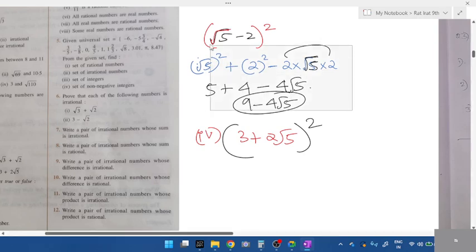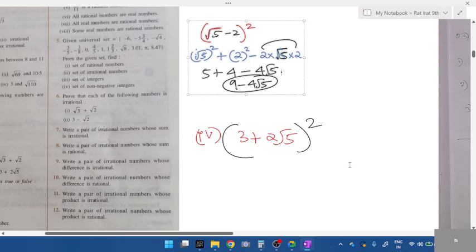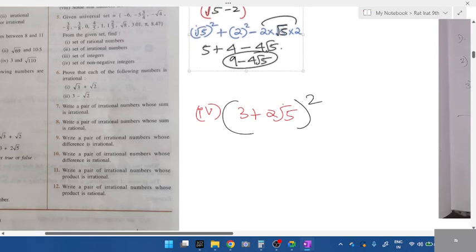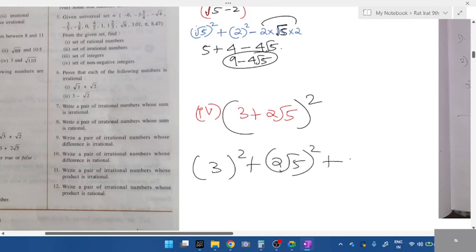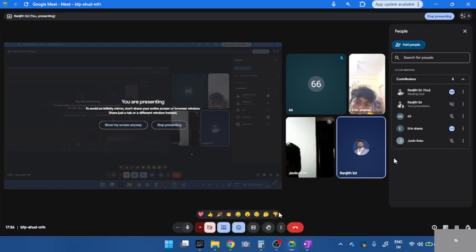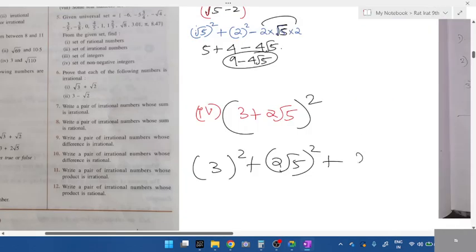Yeah, what's the answer? Jovin and Vishnu, Erin, unmute the call. Tell me the value, students. How does it look? (a plus b) the whole square. What is (a plus b) the whole square? A square is 3 square, plus 2 into 3 into 2 root 5. What is 3 square? 9. This 2, how many values are there in the bracket?